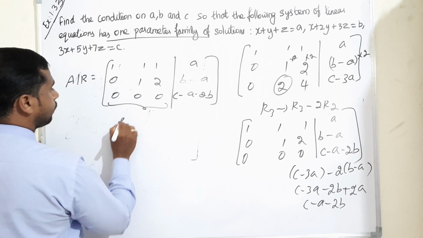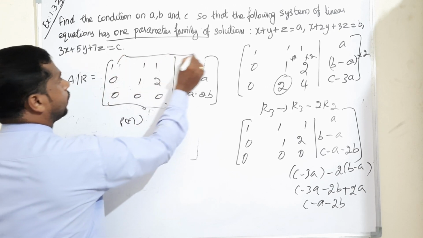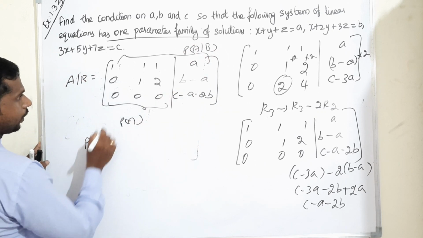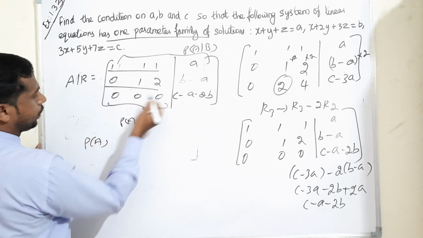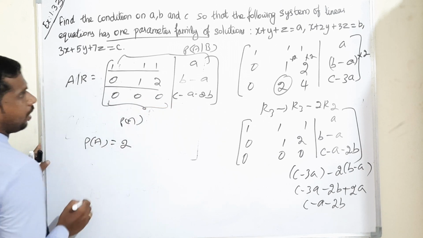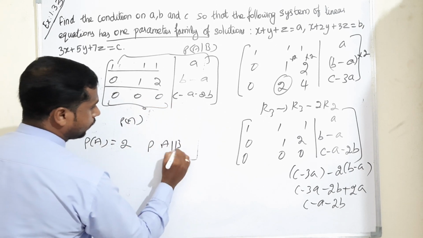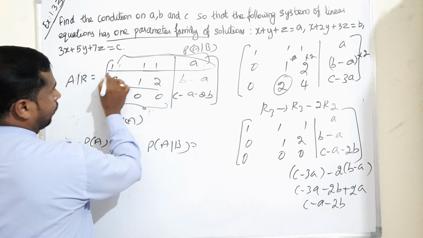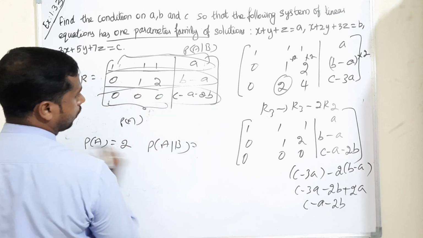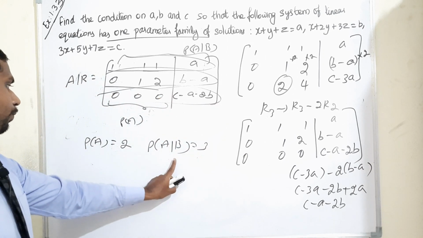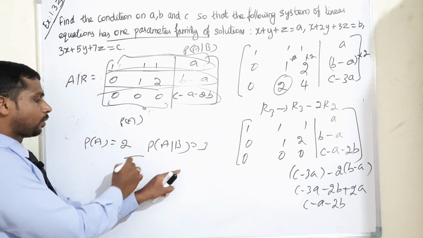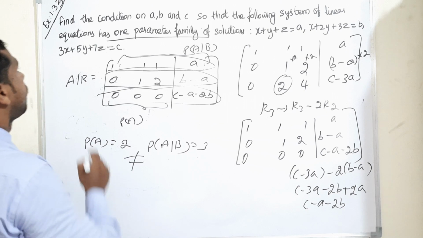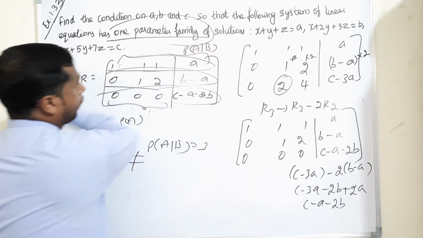This is considered for rank of A. This whole thing is considered for rank of A with B. So rank of A, look there, non-zero rows: the third row is zero, so rank is 2. But for rank of A with B, look at this whole matrix, the third row is also a non-zero row. If it shows like that, definitely the ranks are not equal. But what is the question? Show that the following system of linear equations has a one parameter family of solution.